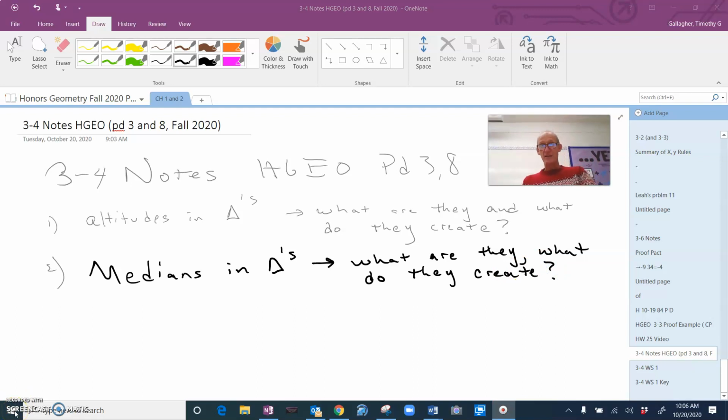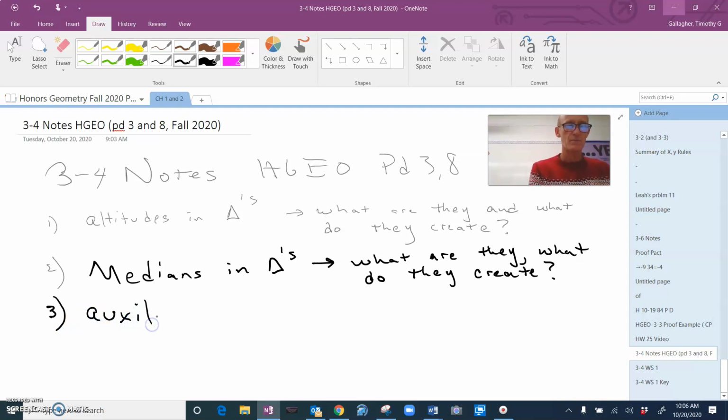And the third piece in 3-4 is auxiliary lines. Auxiliary lines. So what are those?